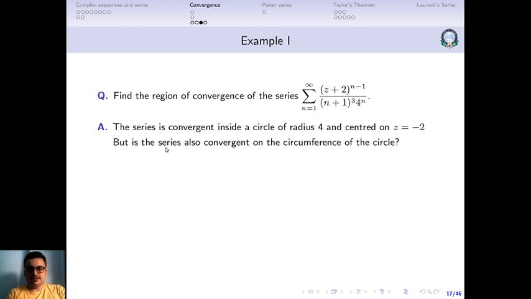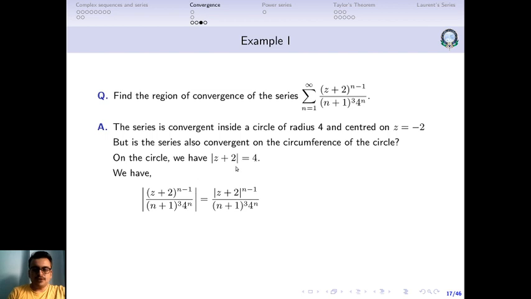But is the series also convergent on the circumference of the circle? So this tells me that inside the circle it is convergent, but what about on the circle? Is it convergent or not? So what is the condition? On the circle we have |z + 2| equal to 4.